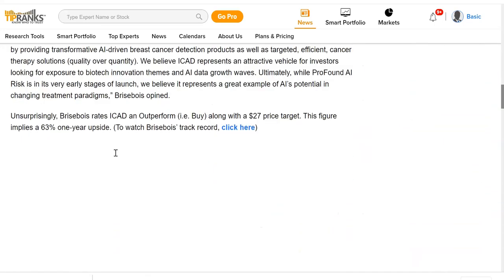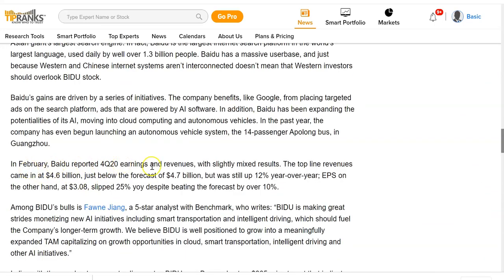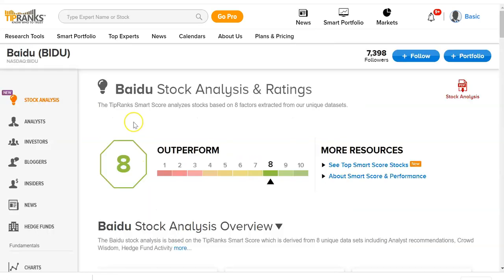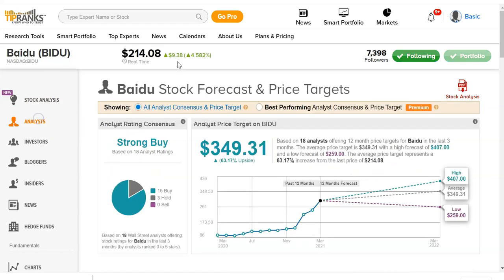And I don't have the third one either. Yes, in February the earnings were slightly mixed. Well, all systems seem to go. It was just a minute ago $8. Everything seems to be going for Baidu. I think I'm going to stop a minute and buy in.